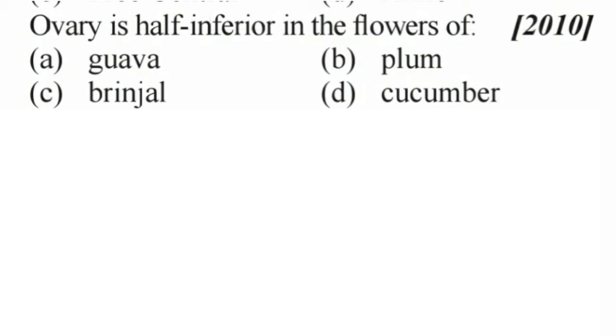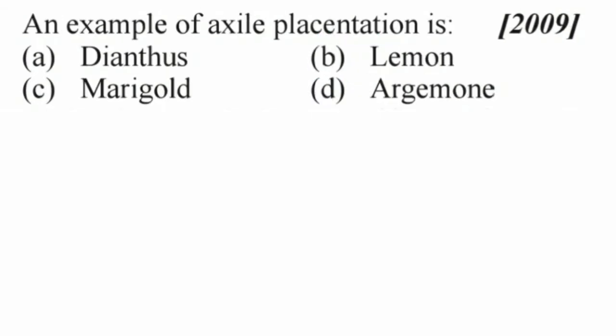Okay, so the answer we know, that is plum. Option B is correct for this question. Next question. An example of axile placentation is Dianthus, that is normally free central, lemon, which is axile. Yes, so we got the answer. Marigold, basal, and argemone, that is parietal. So the answer for this question, axile placentation is seen in lemon. It is also seen in tomato as well as China rose, that is hibiscus.